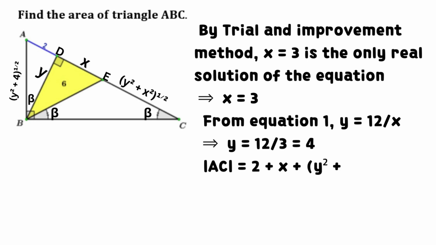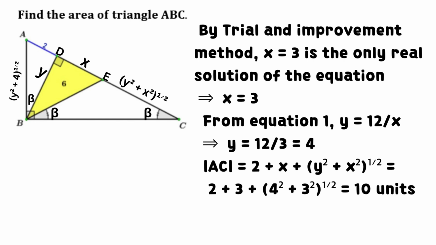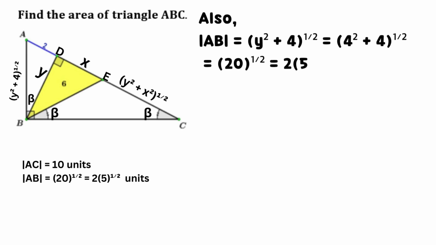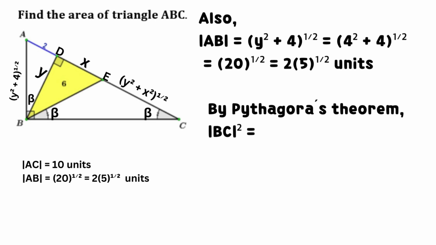From equation 1, y equals 12 divided by x. Thus, y equals 4. Line AC equals the sum of 2x and the square root of the sum of y squared and x squared, which equals 10 units. Also, AB equals the square root of the sum of y squared and 4, which equals the square root of 20, or the product of 2 and the square root of 5, in units.